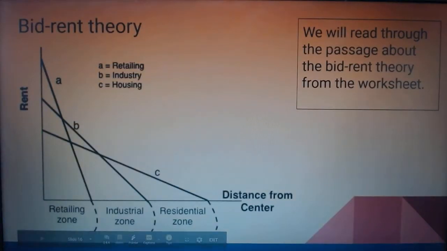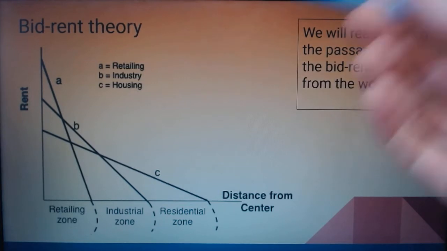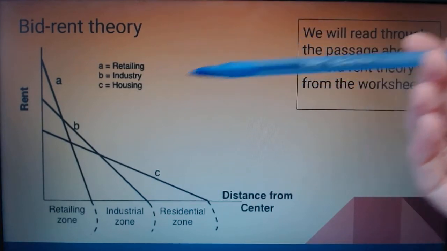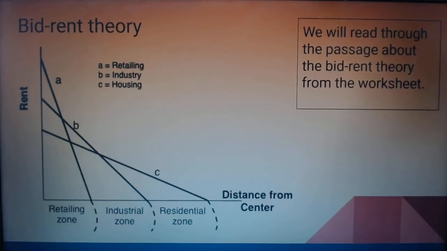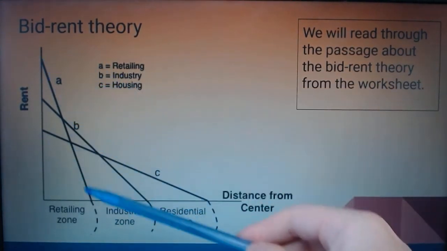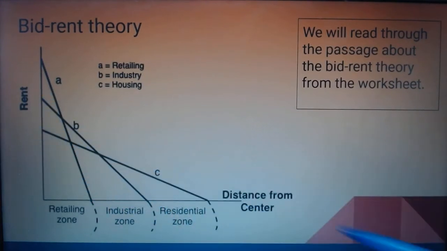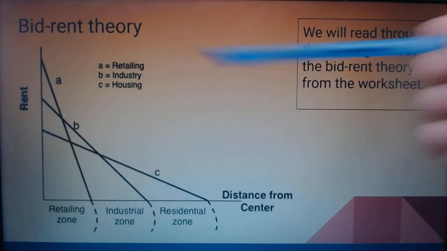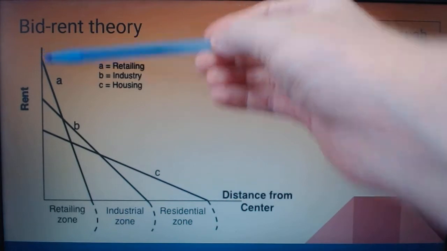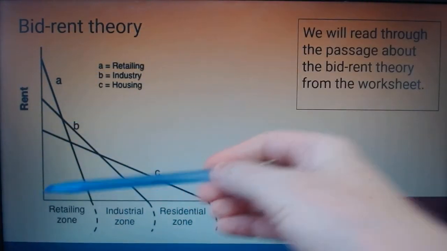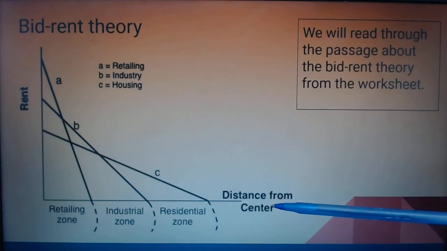Okay, folks, so we're just going to continue on then with touching on a third theory called the bid rent theory. Again, this is very, very simple. We won't spend long on it at all. It shows three lines. A is retailing and shopping, B is industry, and C is housing. So the cost of the rent, the cost of buildings, this is the CBD, the central business district. Then this is the distance, we're going further away from the center.